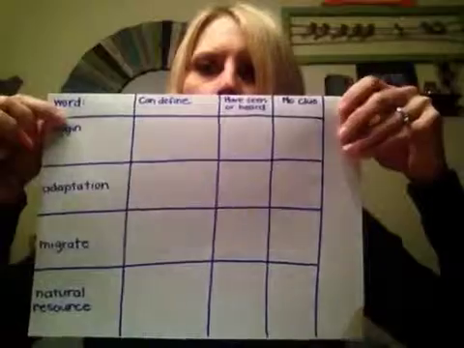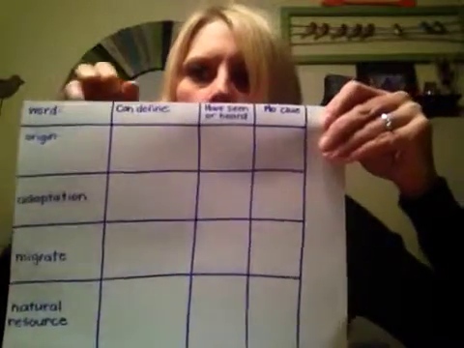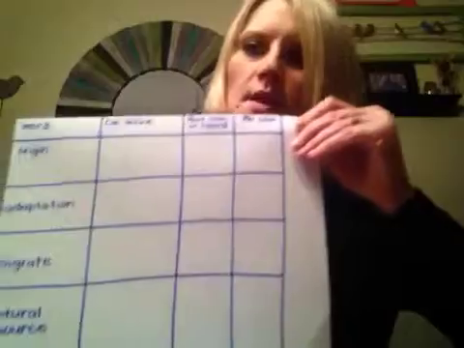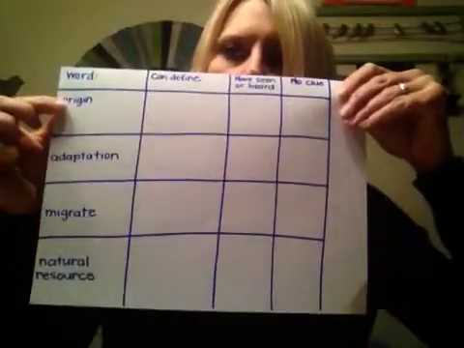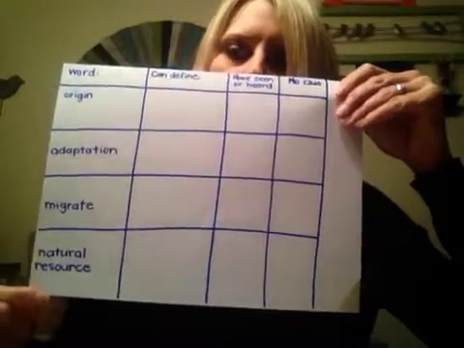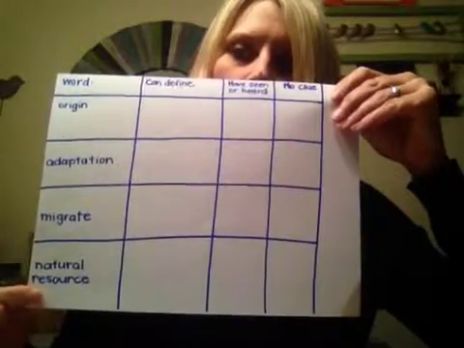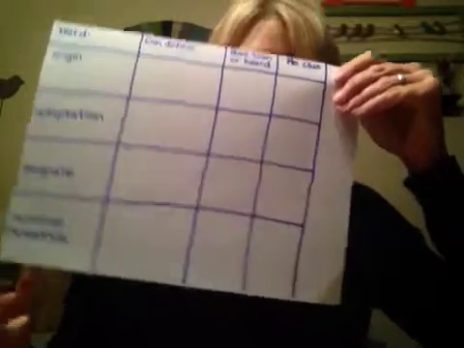So there are 4 columns. The word, this column says can define, this column says have seen or heard, and this column says no clue. So your words will obviously be here, and like I said, you could have these in here ahead of time, or students could write them in. So you'll want to do that first.